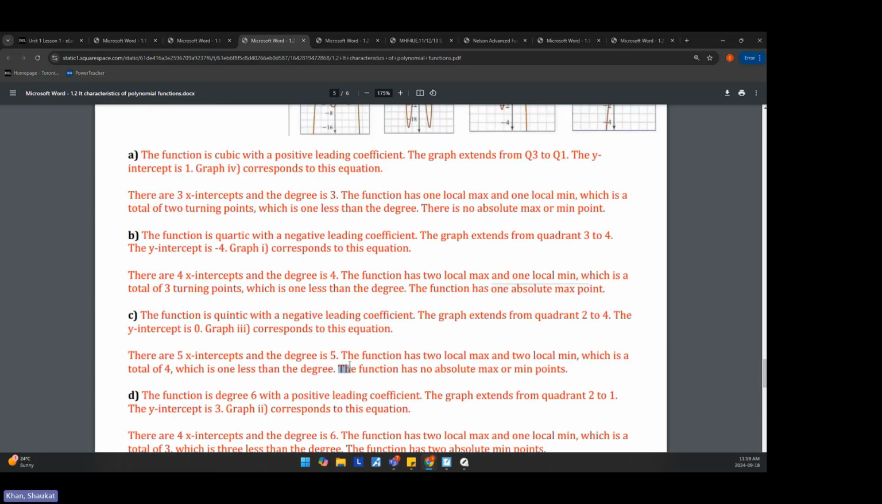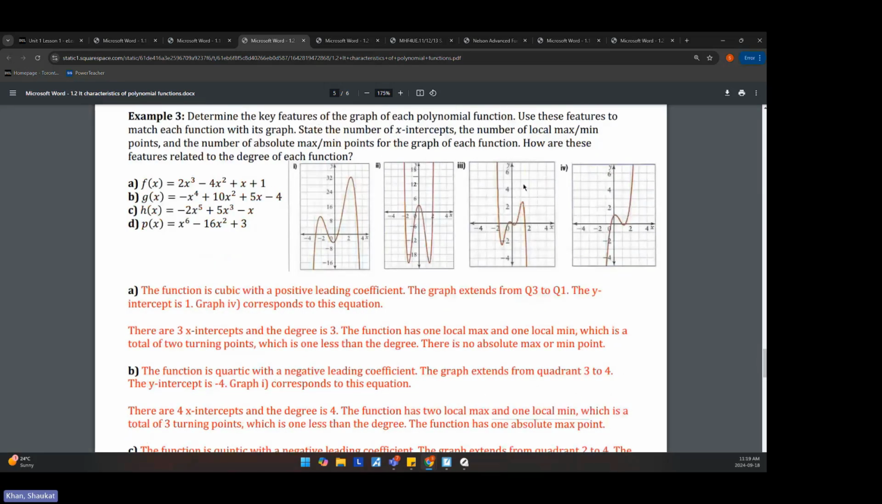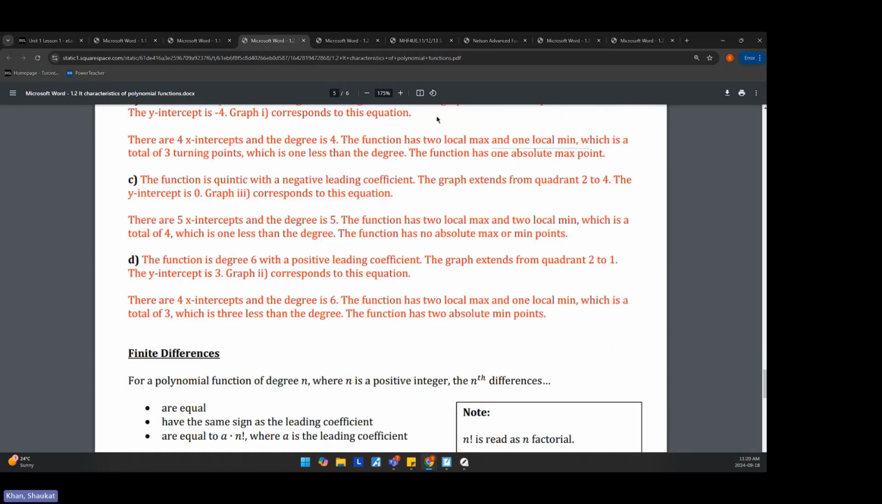And this is very common. The function has no absolute max or min points. What that means is when the function goes to infinity, then it has no absolute max or min points. So like this function here on 3, this graph, there's no absolute max or min. 4, there's no absolute max or min. For question number 2, there is an absolute min because it doesn't go below this point, and for question 1, there's an absolute max because it doesn't go higher than this point. So that's something you should know.